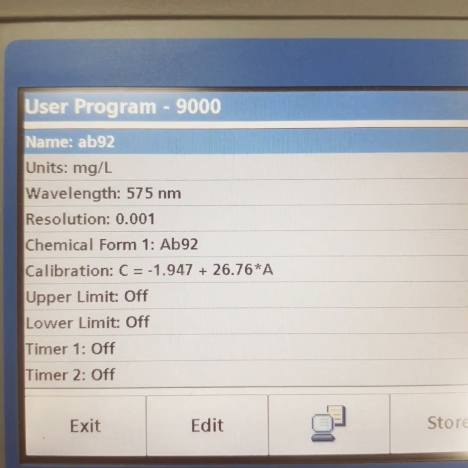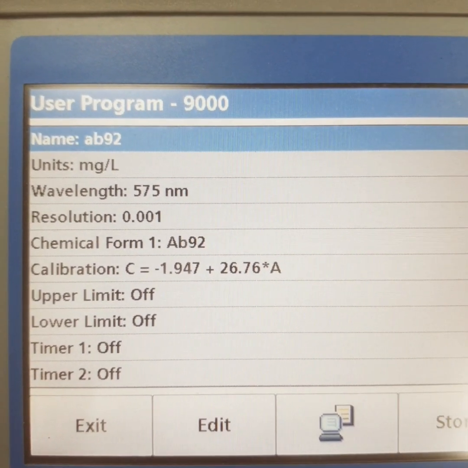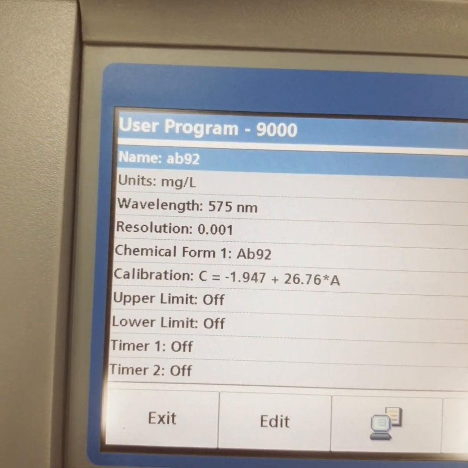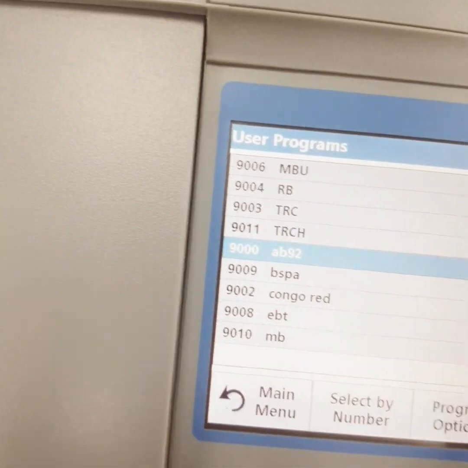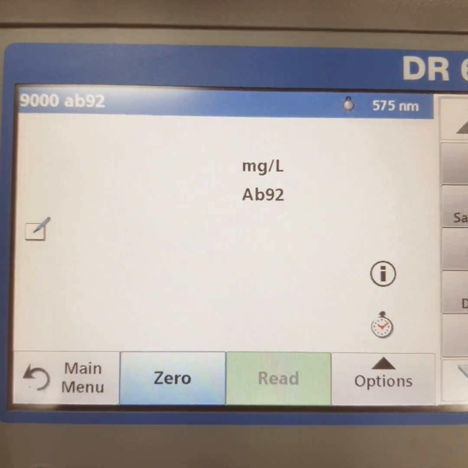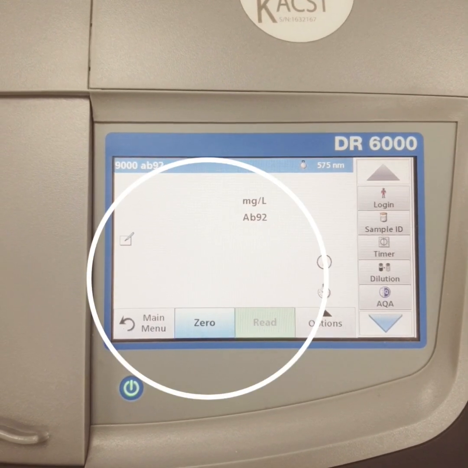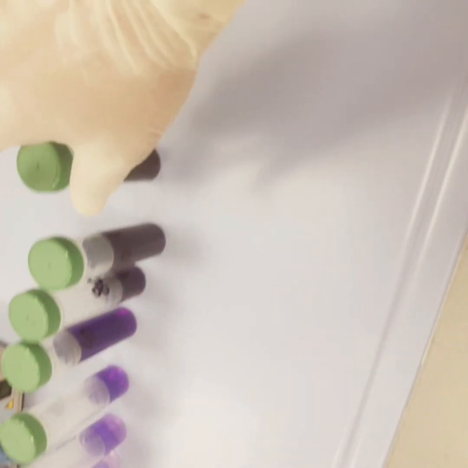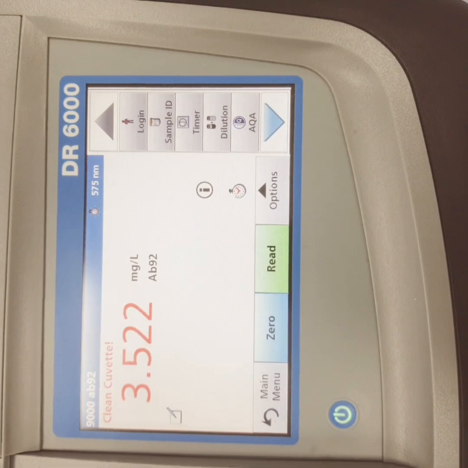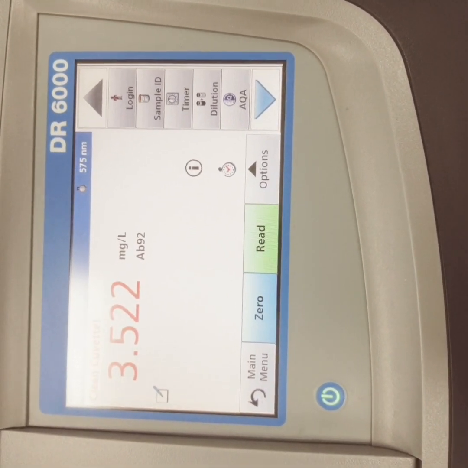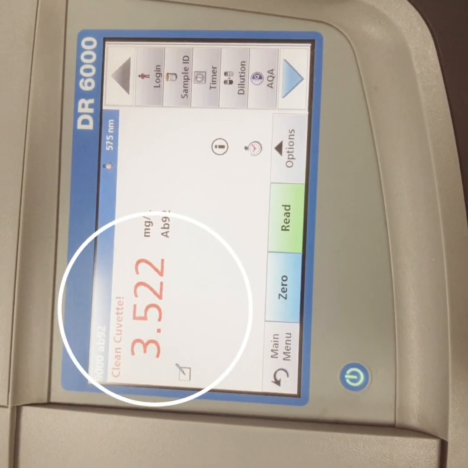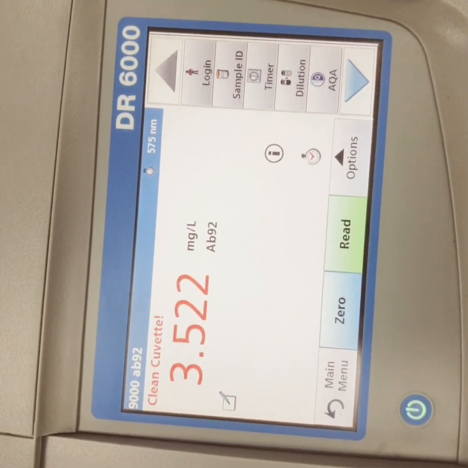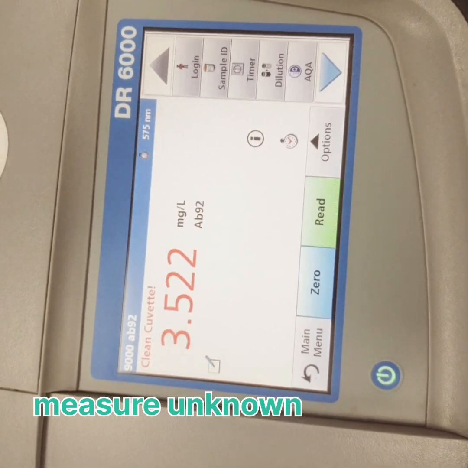So this is your wavelength, resolution, chemical form, calibration. Okay, then we will say store, then we will exit and try to start and read the unknown values. Again you will press 0, and this is your unknown, which is showing 3.522. And now our range is sticking to, I think, till 100 ppm. So if you are measuring 200 or 120 or 140, in that case you have to dilute your samples to some specific level. So whatever values you get, you will multiply the number by the dilution factor.